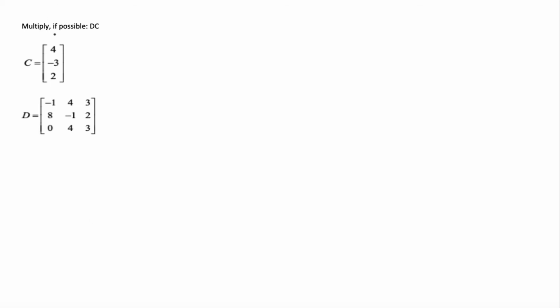Right, we want to multiply, if possible, these two matrices. We've got D times C. The order is very important here. So let's write out the dimensions. We know that D is a 3 by 3 matrix, and we know that C is a 3 by 1 matrix. So how can we determine if we can multiply these together?